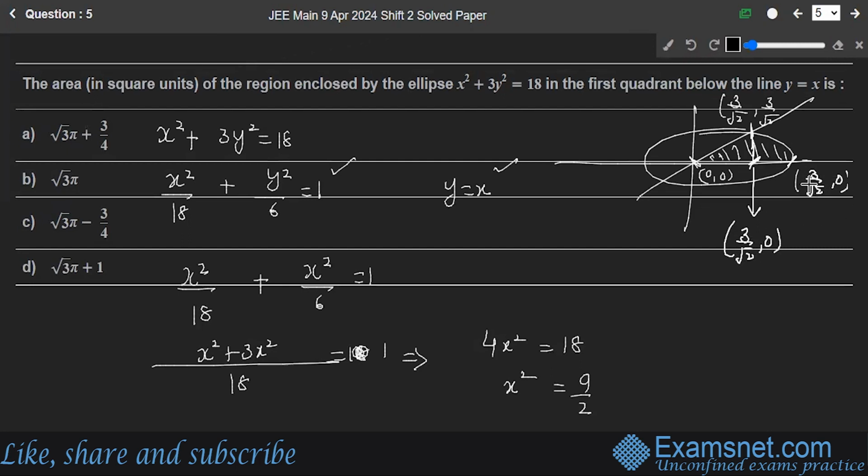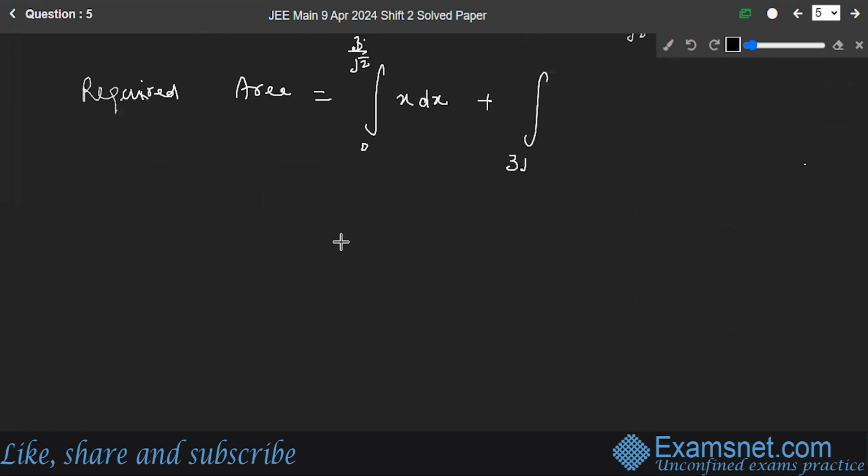And this point, you have to calculate when you put y equal to 0, x square is equal to 18, or x will be equal to 3 root 2. So this point is 3 root 2, 0. I'll rewrite this figure now over here. Just let me make it once more. So this was your ellipse.